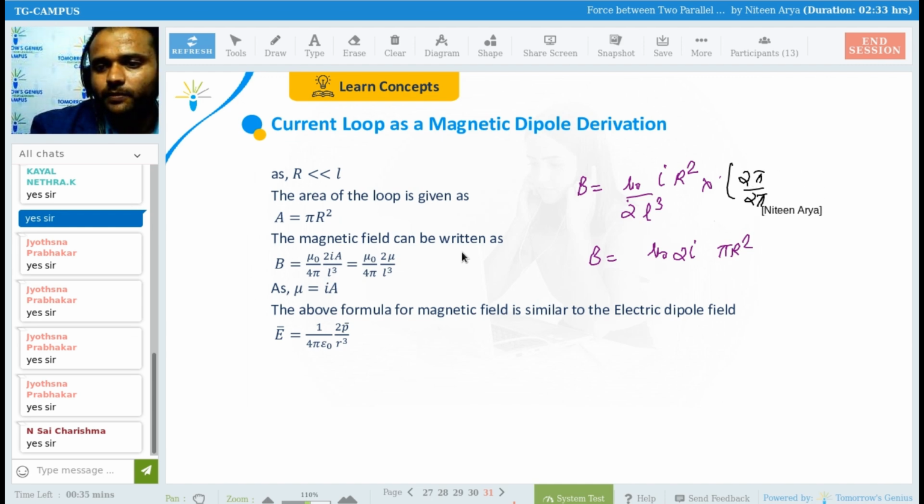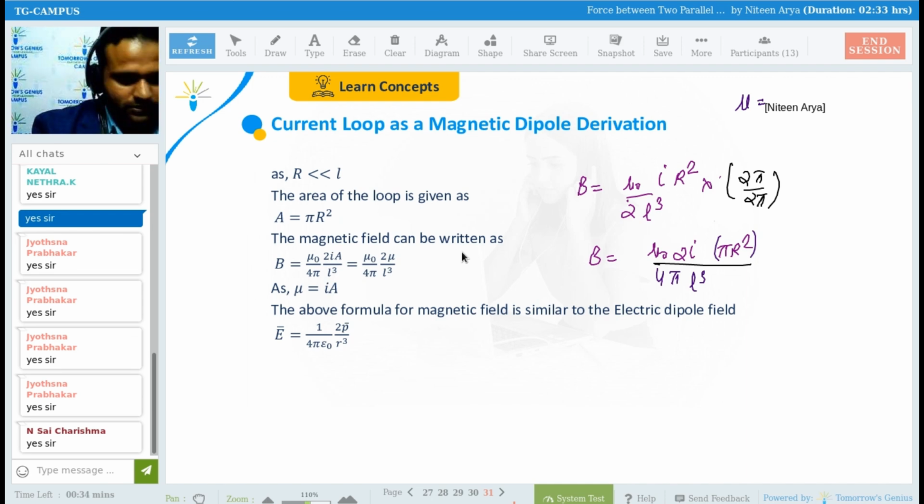2 pi divided by 2 pi, so I am just multiplying by 1, nothing more than that. And then this becomes 4 pi L to the power 3. So this term becomes A, area, and I into A is your magnetic moment. This mu is the magnetic moment.